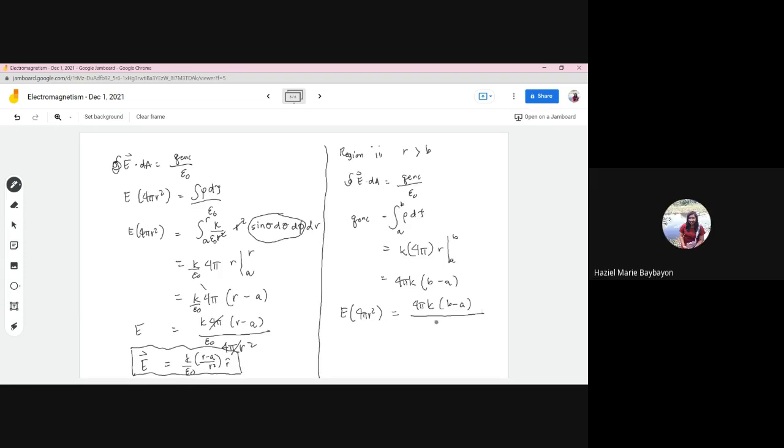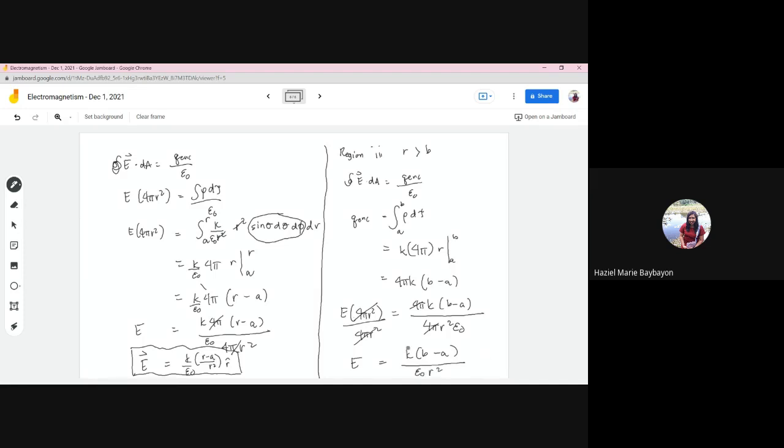Okay. And then you have 4 pi R squared. Alright. So, i-divide na ako siya daan. Limta na po na to ang epsilon naught. So, divide both sides by 4 pi R squared. Alright, so we have E is equal to K B minus A divided by epsilon naught R squared.